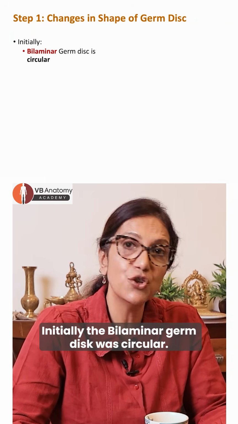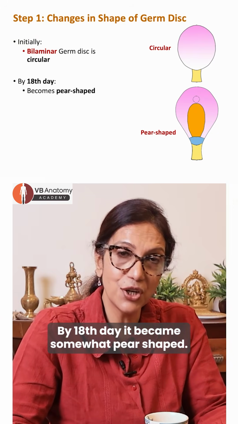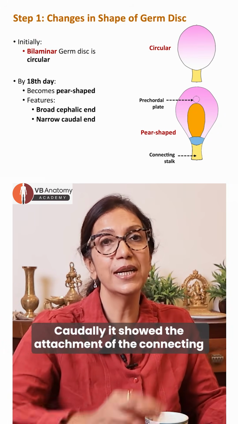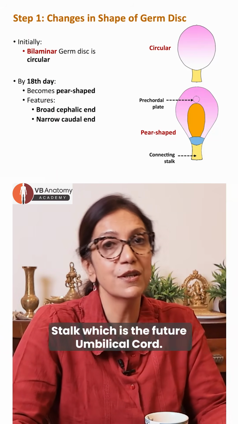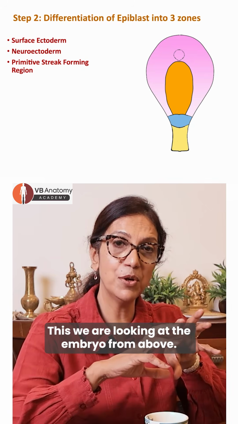Initially, the bilaminar germ disc was circular. By the 18th day, it became somewhat pear-shaped, cranially wide, caudally a little narrow. Caudally, it showed the attachment of the connecting stalk, which is the future umbilical cord. We are looking at the embryo from above.